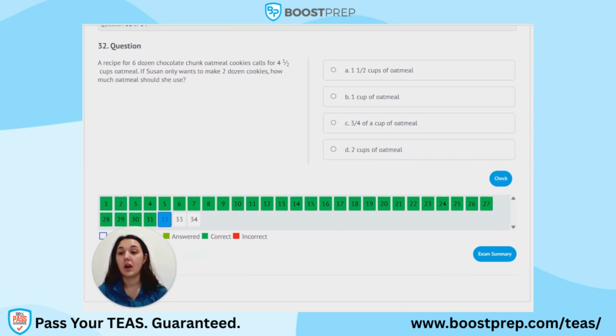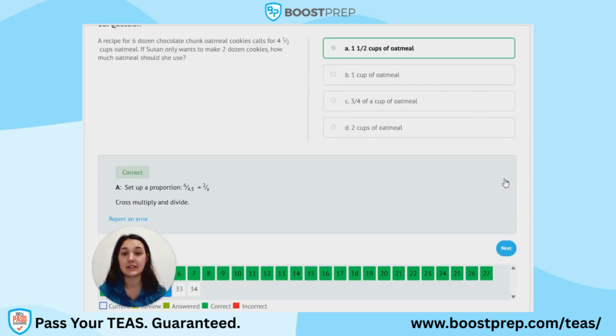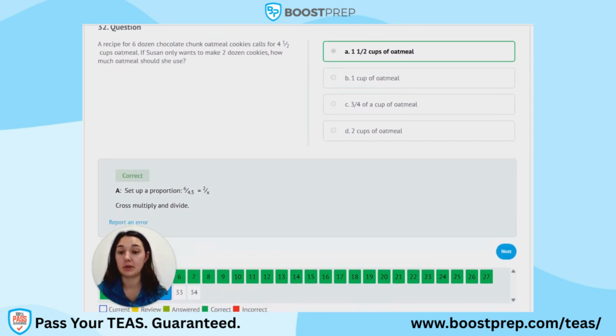Question 32. A recipe for 6 dozen chocolate chunk oatmeal cookies calls for 4.5 cups oatmeal. If Susan only wants to make 2 dozen cookies, how much oatmeal should she use? A, 1.5 cups of oatmeal. B, 1 cup of oatmeal. C, 3/4 cup of oatmeal. D, 2 cups of oatmeal. Correct answer is A, 1.5 cups of oatmeal.